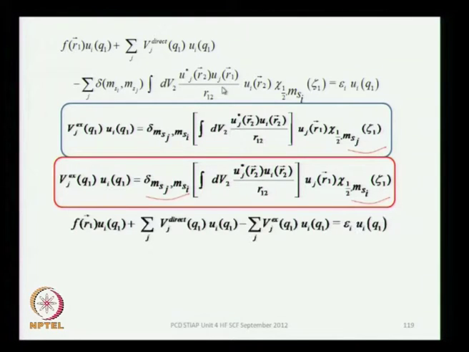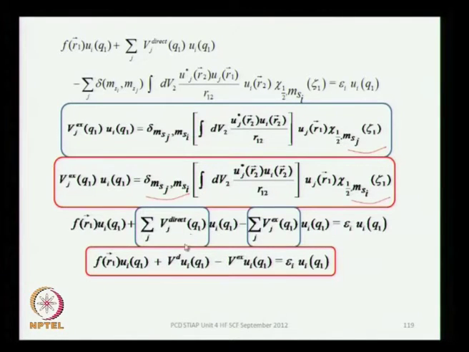What does it give us? You get the direct operator operating on u_i of q1, minus, this is the minus sign, the rest of it is nothing but the exchange operator operating on u_i of q1, and now you can combine these terms because both are operating on u_i of q1.